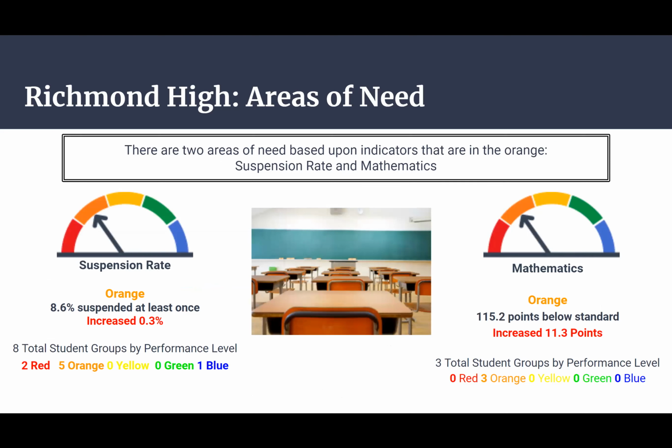Hello, everybody. My name is Mr. Perkins, and I'll be covering a slide that covers our two areas of need, which is suspension rate and mathematics. So if you look at it, we are at 8.6% suspended at least once. And this increased 0.3% from the previous year. And then we go over to mathematics, and we had this also in the orange, and this is 115.2 points below standard, which increased 11.3 points from the previous year.